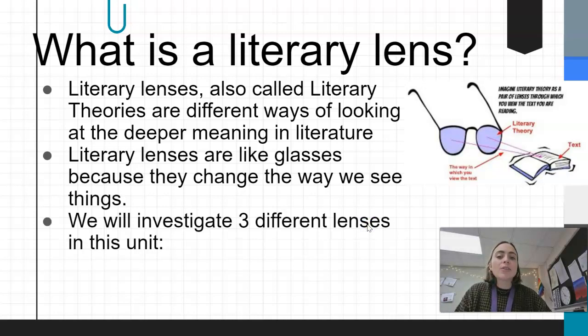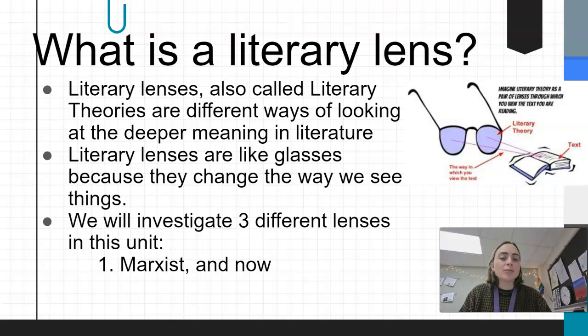We are investigating 3 different literary lenses in this unit. Remember, the first one that we talked about was the Marxist lens in our last video. And remember, that one was all about social class, who has power, who has money, who has influence. The second lens we're looking at is the feminist lens today, and that's going to be all about gender and sexuality and how that impacts power.